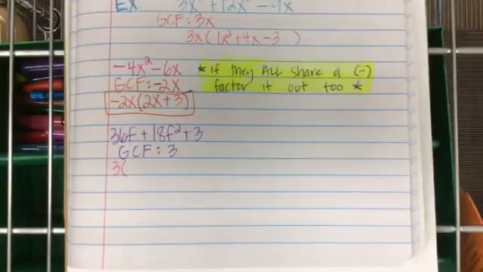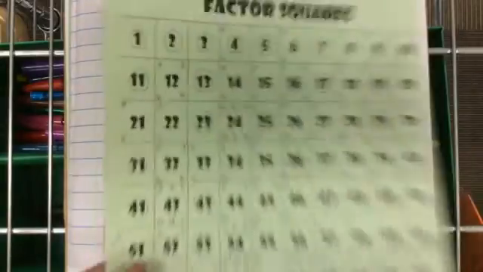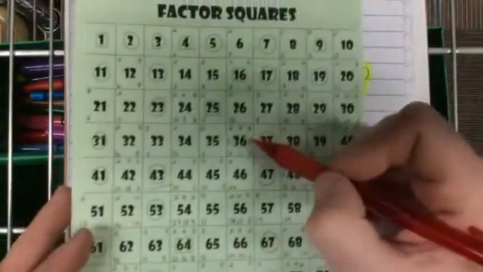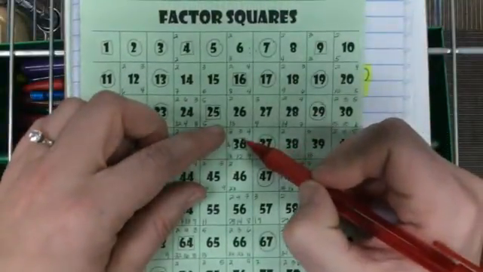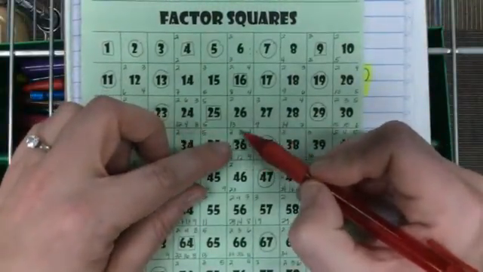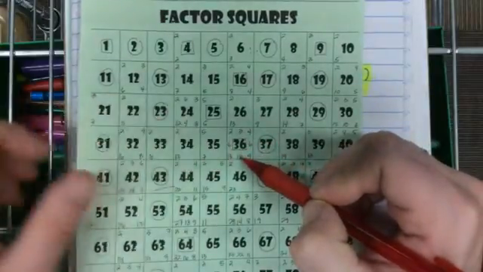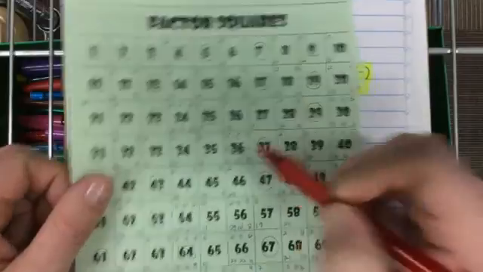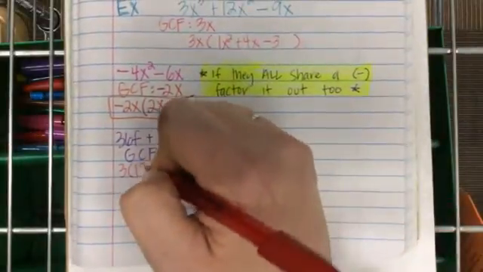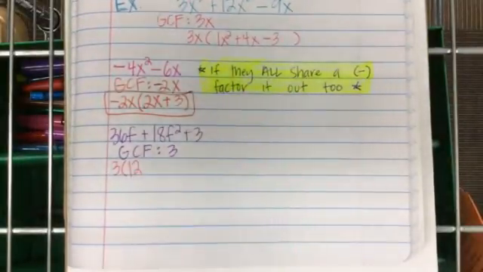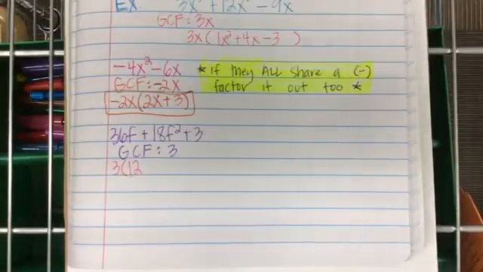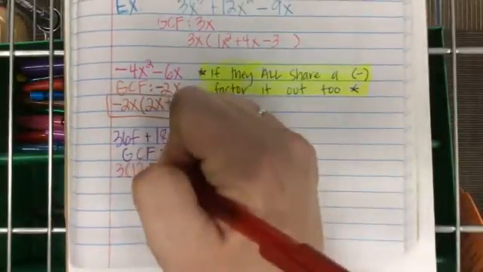We'll get there. 36f divided by 3. What's 36 divided by 3? 12. And look, you guys, where's 36? Remember, I've set it up for you. 36 divided by 3, what's its partner? 12. It tells you right there on your factor squares. 12 what? 36f divided by 3 is 12f.